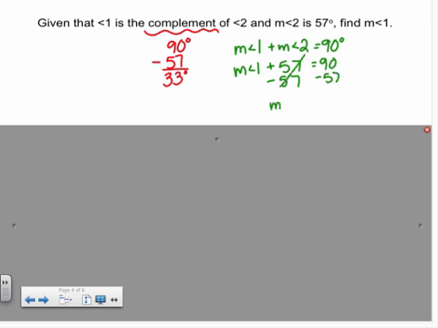We end up with measure of angle 1 equaling 33 degrees. If the algebraic representation of that is confusing, go ahead and just use simple subtraction instead. I just want you to see that algebra set up for later on, because we'll be using expressions for problems like these instead of actual numbers.